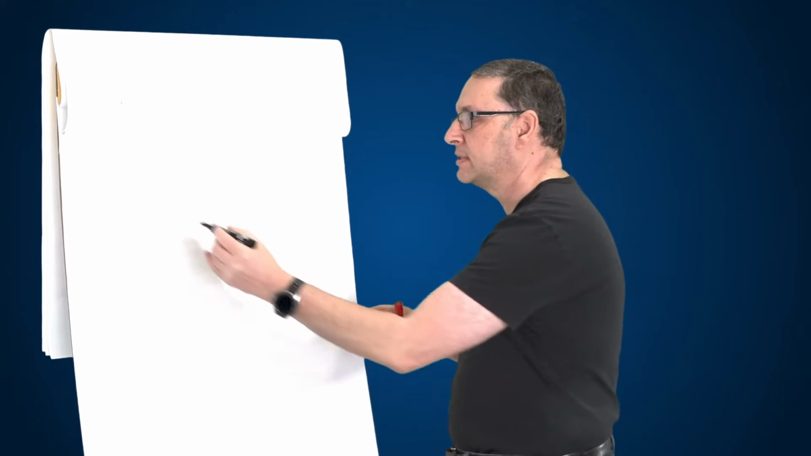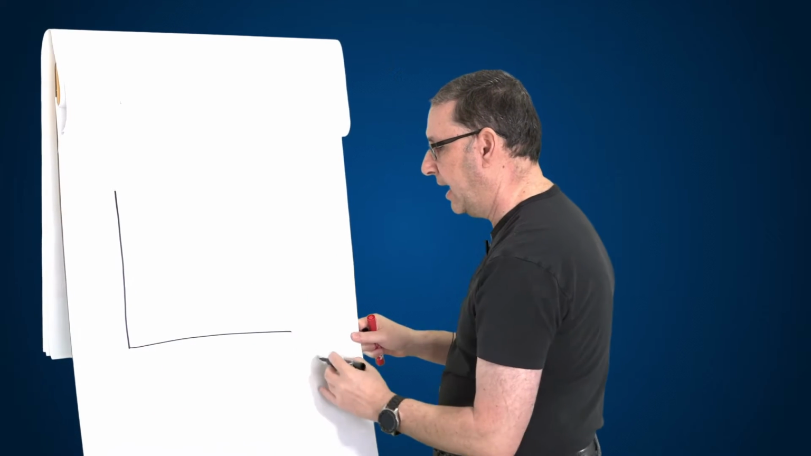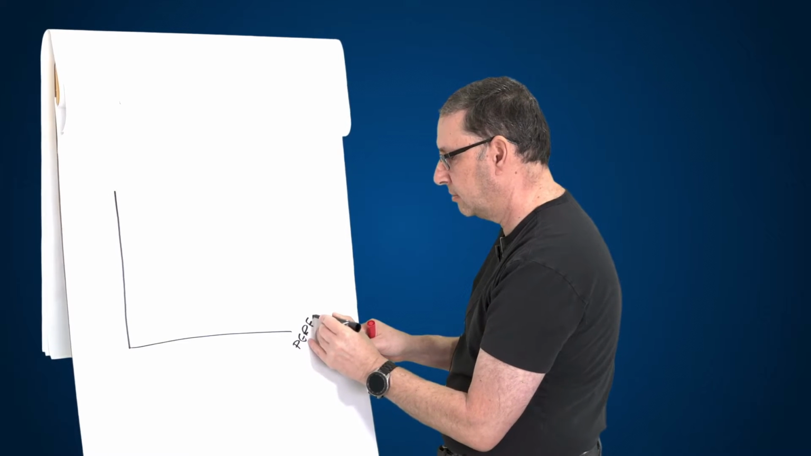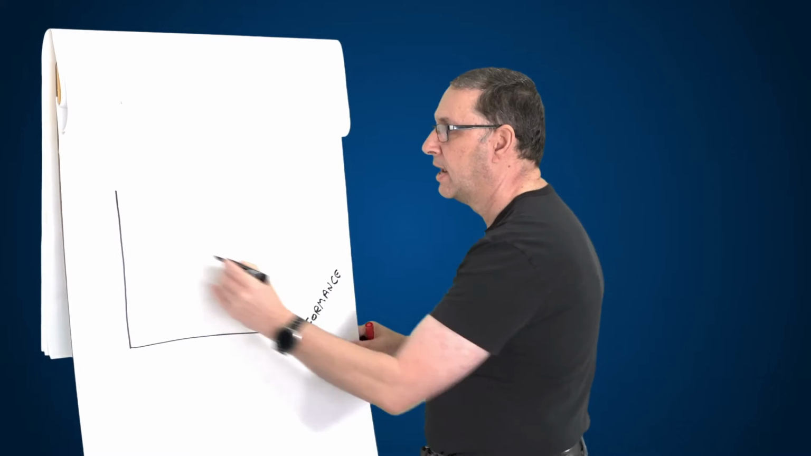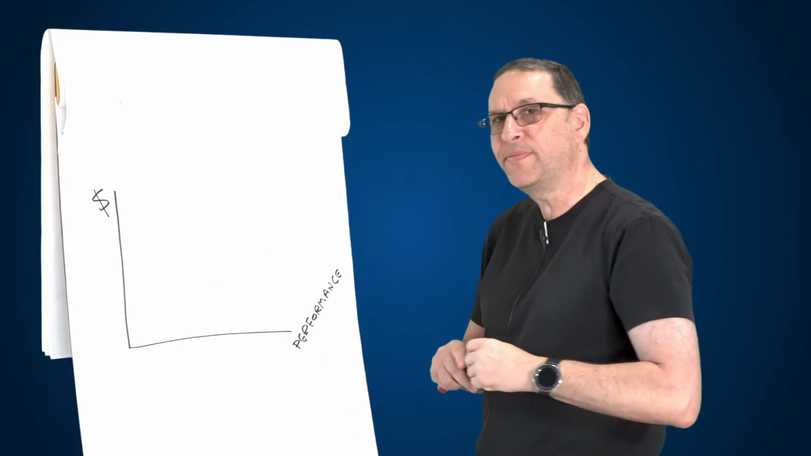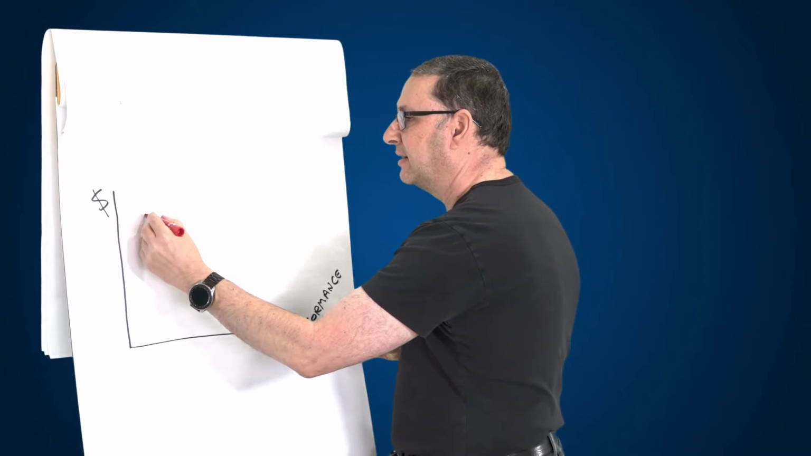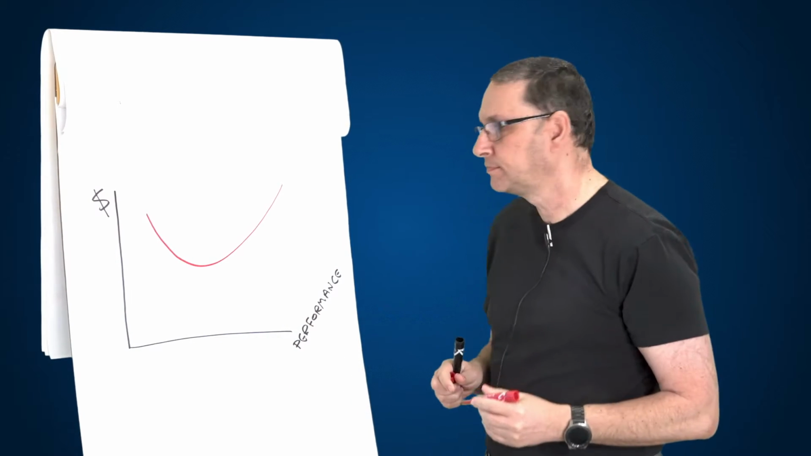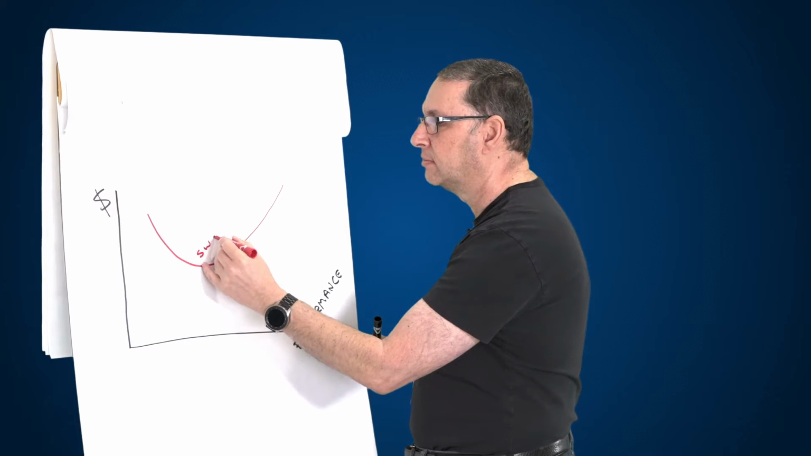This is what happens. I'm going to put it as a graph, and I'm going to put here performance and price. There's something interesting that's happening, and you will see that the relationship is something that looks like this. There is what I call a sweet spot.